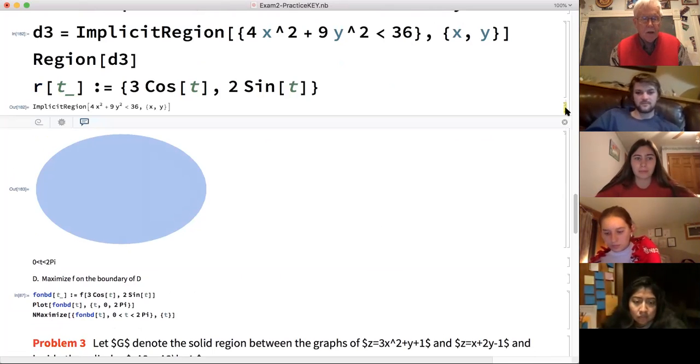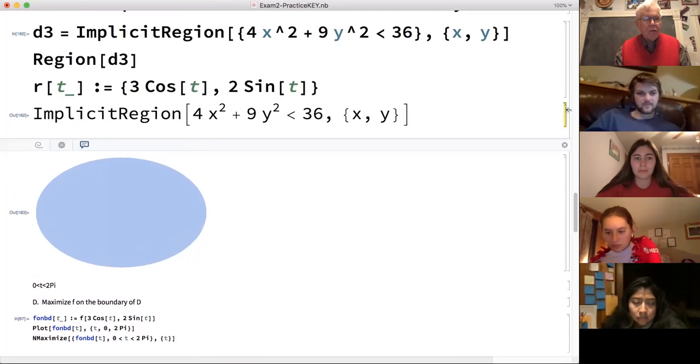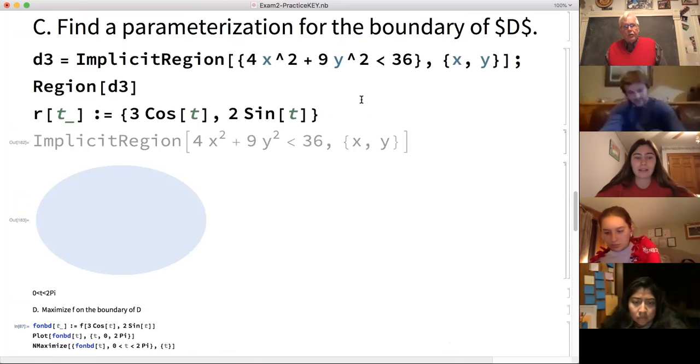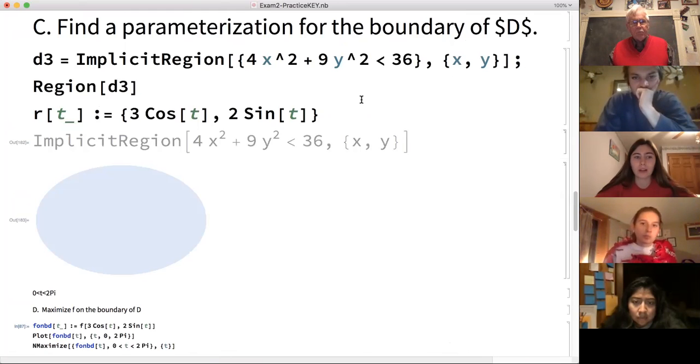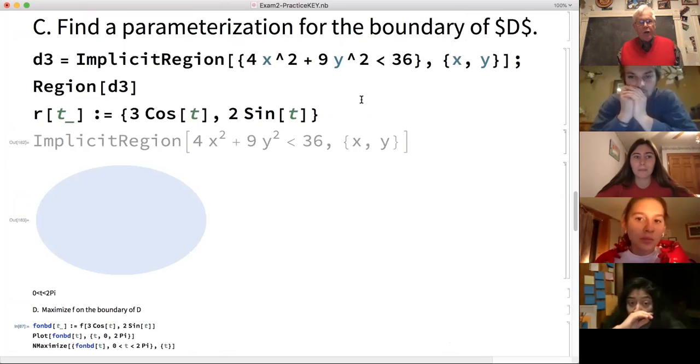I used a polar coordinates type thing here. And here I did it again. Oh, this is just the output from implicit region because I didn't have a semicolon. But R of t is this. This exactly describes the boundary of that ellipse, where the boundary of the ellipse that we have has x radius 3, y radius 2.